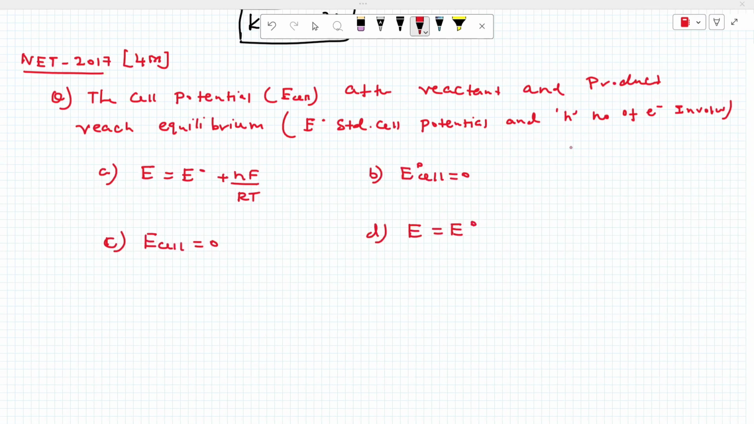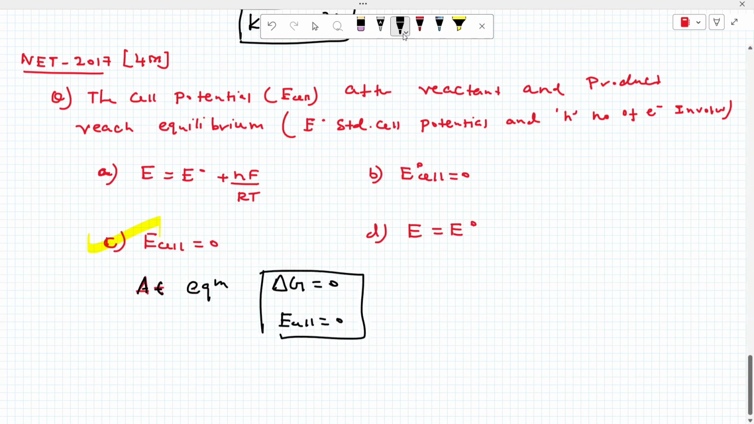The cell potential of the reactant and product reaching equilibrium. Now, what is the correct representation? Anyone? Option A or B or C? C, good. How C? I told you, at equilibrium, delta G is 0. Therefore, E cell is 0. Yes or no? Therefore, option C is correct. Very simple. Next question.